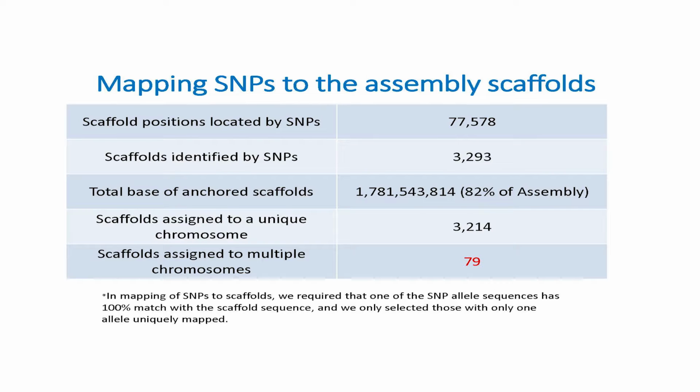And those markers are in 3,293 scaffolds. So those scaffolds take about 82% of the assembly. And among these scaffolds, 3,214 of the scaffolds are uniquely mapped to one chromosome. That means the linkage map is consistent with the assembly. That's good news.